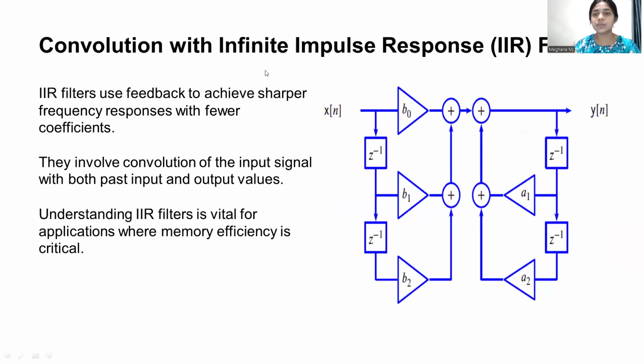Convolution with infinite impulse response, which are called IIR filters. These filters use feedback to achieve sharper frequency responses with fewer coefficients. They involve convolution of the input signal with both past input and output values. Understanding IIR filters is vital for applications where memory efficiency is critical.